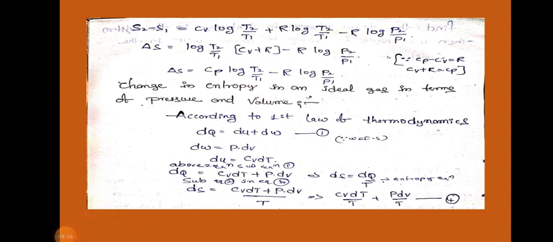So therefore ds is equal to log T2 by T1 into (Cv plus R) minus R log p2 by p1. Since Cp minus Cv is equal to R, Cv plus R is equal to Cp. So therefore delta s is equal to Cp log T2 by T1 minus R log p2 by p1. So this is the change in entropy of an ideal gas in terms of pressure and temperature.